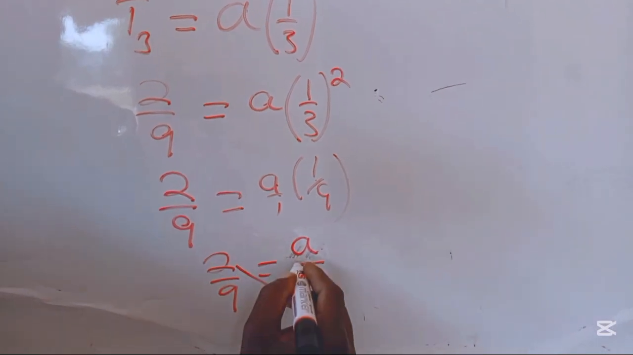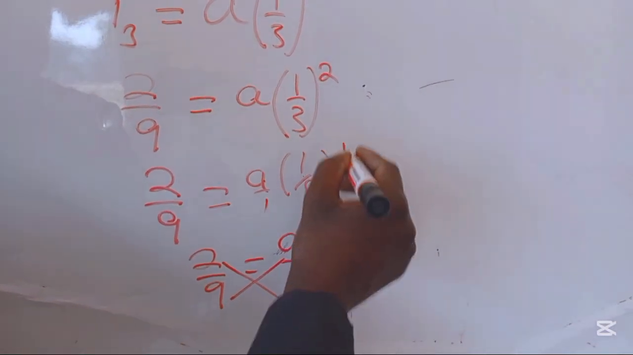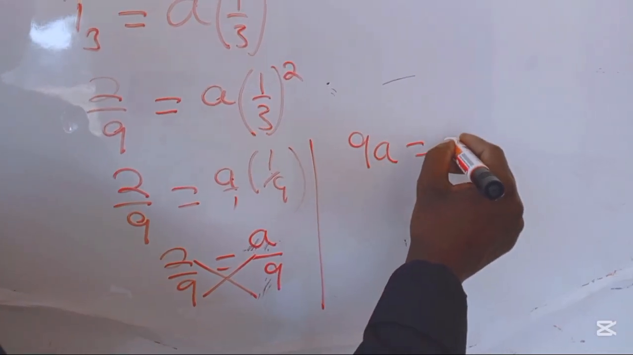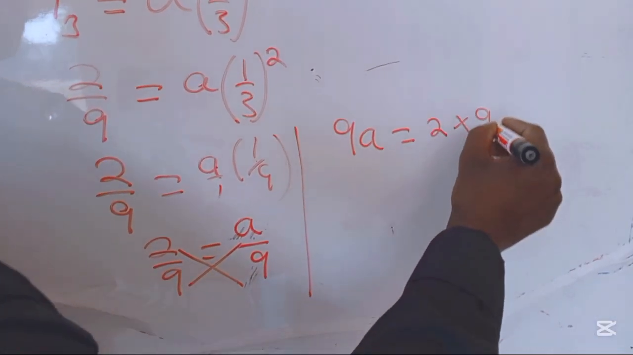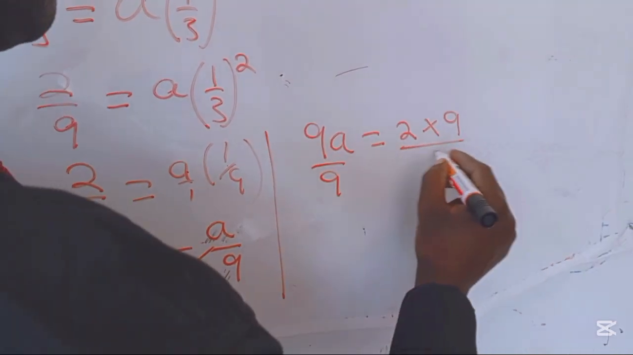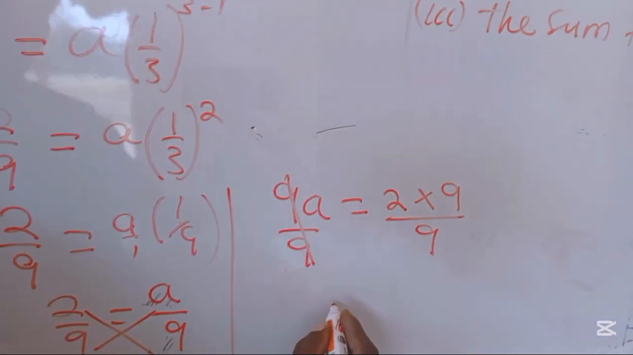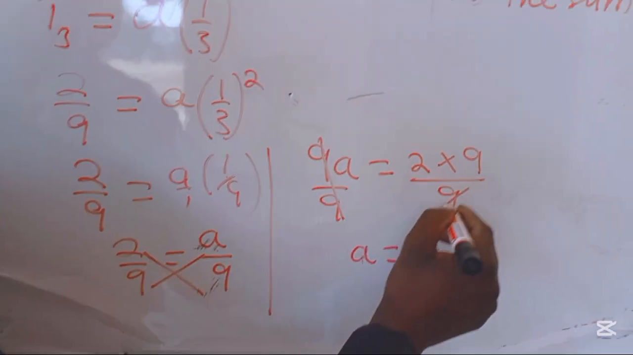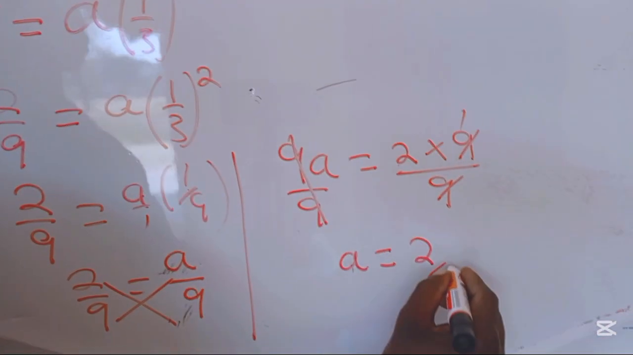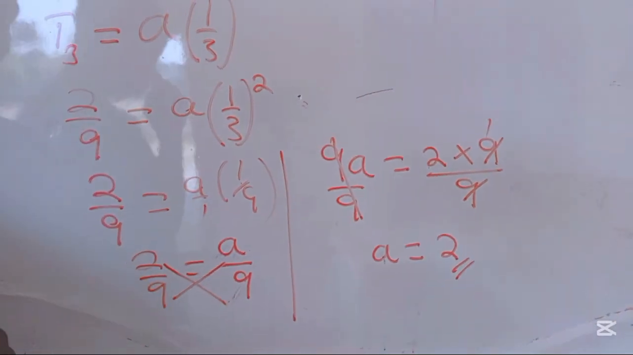Then from there, ladies and gentlemen, you cross multiply. You agree with me that I will have 9A equals 2 times 9. And you agree with me that here over 9 and there over 9, then you cancel this, the A remains, and 2 times 1 is equal to 2. So my first term is equal to 2.